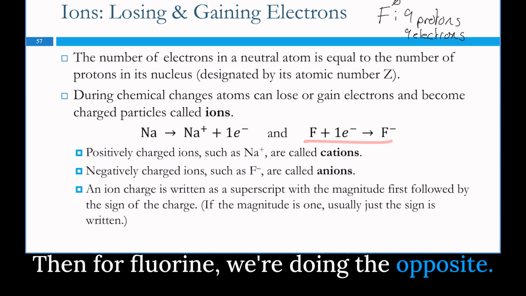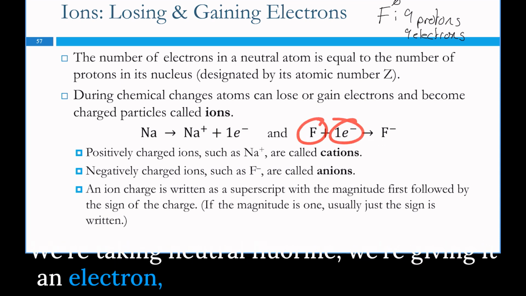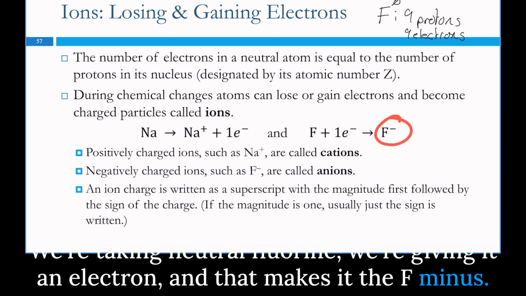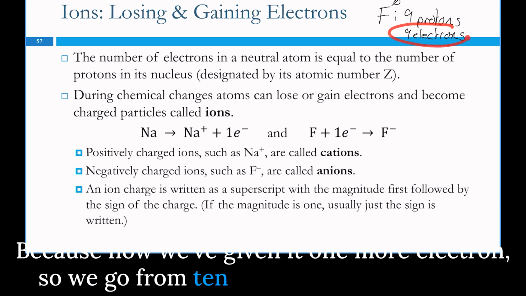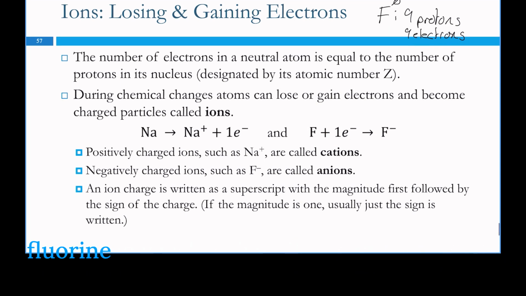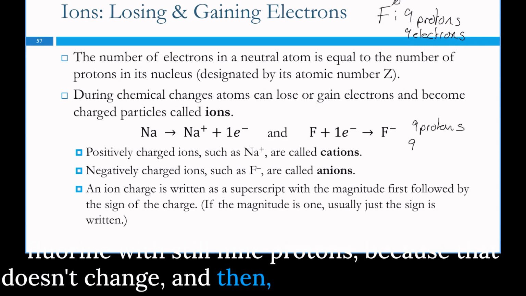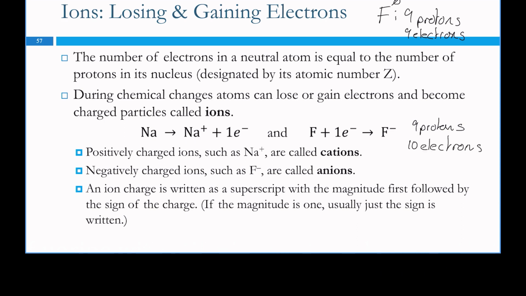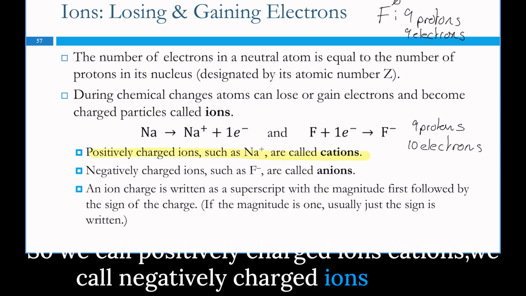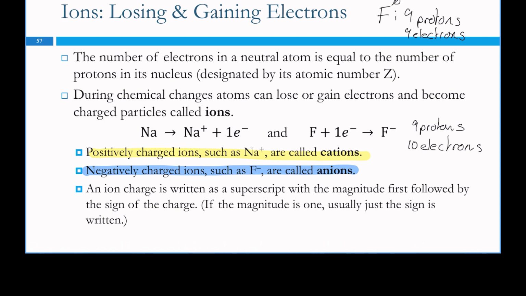And then for fluorine, we're doing the opposite. We're taking neutral fluorine, we're giving it an electron, and that makes it F minus. Because now we've given it 1 more electron, so we go from 9 to 10 electrons. This would be fluorine with still 9 protons, because that doesn't change, and then 10 electrons. So we call positively charged ions cations. We call negatively charged ions anions.